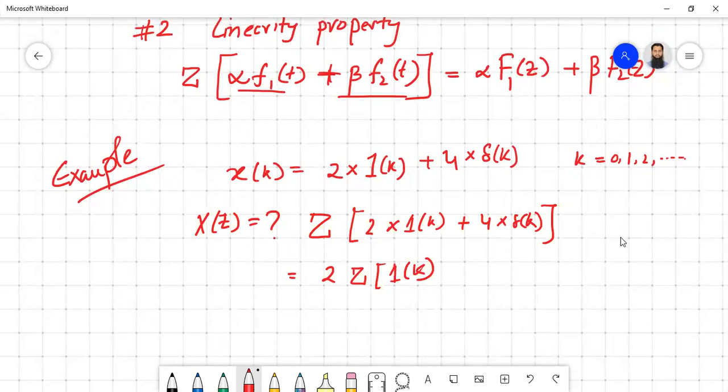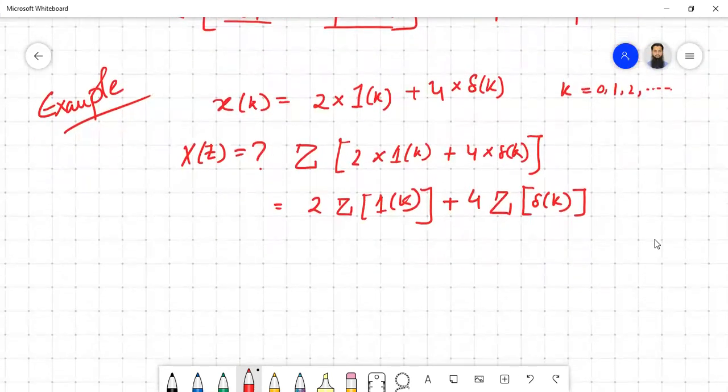Take the first one, then isolate the coefficient of the second one, then apply the Z transformation of delta(k). 1(k) is nothing but the unit step, and delta(k) is nothing but your impulse, and both of them are sampled. So we can simply apply the formula that we derived in the last class. Also, your table 2.1 will be provided, so you don't have to bother about that too much.